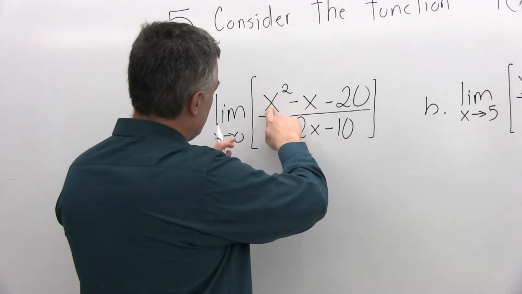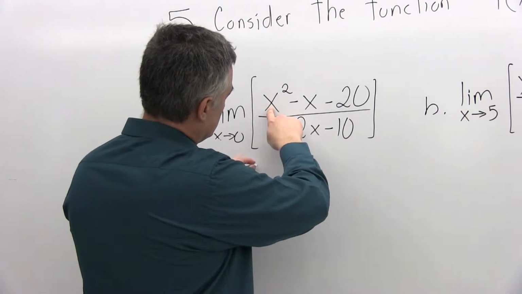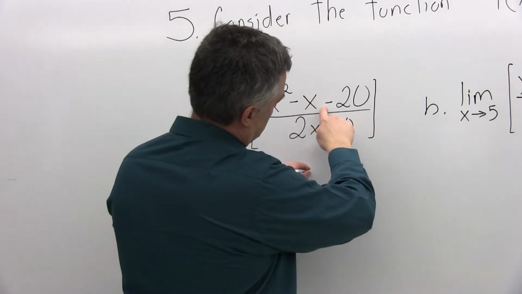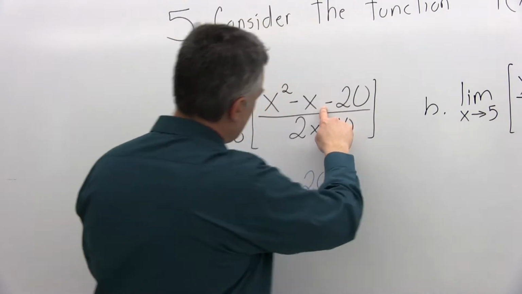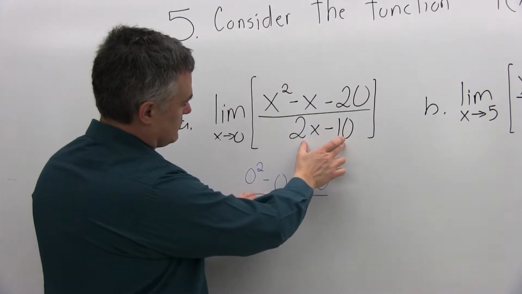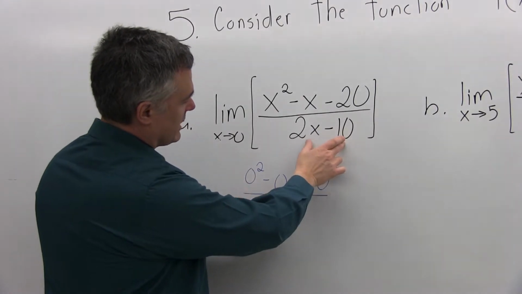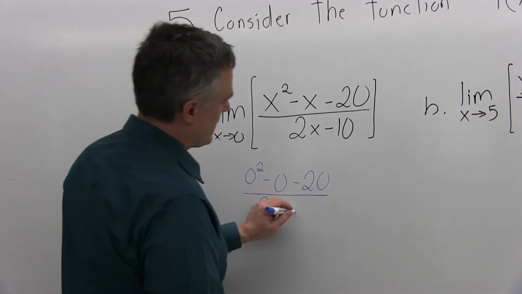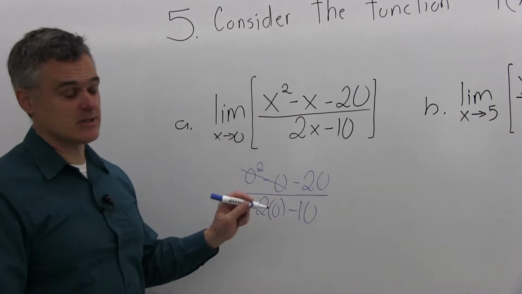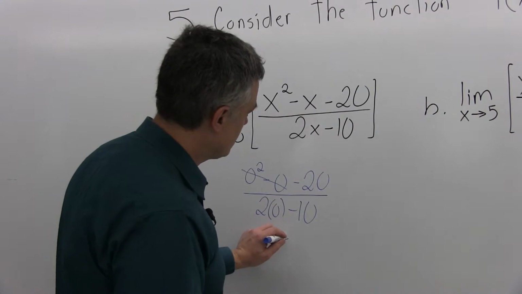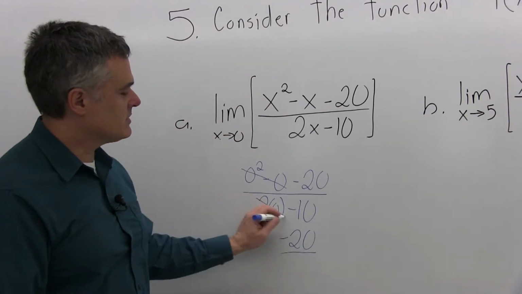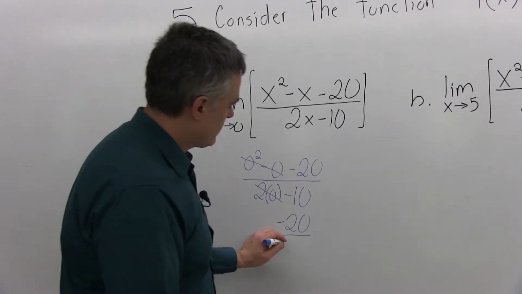So on top, the x squared will run down to 0 squared. The minus x is minus 0. The minus 20 just stays minus 20. And in the denominator, 2x minus 10, it's really 2 times x minus 10, will become 2 times 0, the x is 0, minus 10. Now as I simplify that a little bit, the parts with the zeros I can just eliminate. Pay attention to the signs. I have negative 20. And in the bottom, the denominator, the part with the 0, again, I can just get rid of. And I'm left with minus 10.